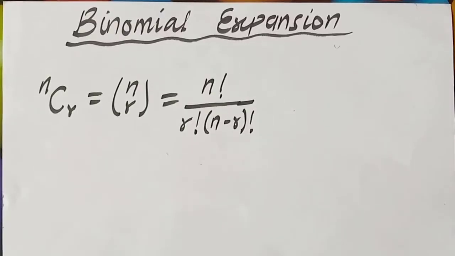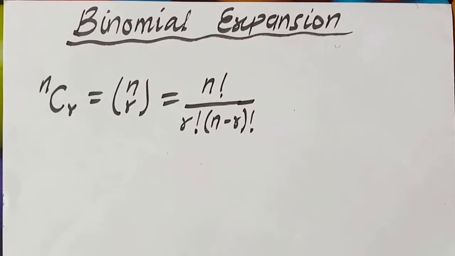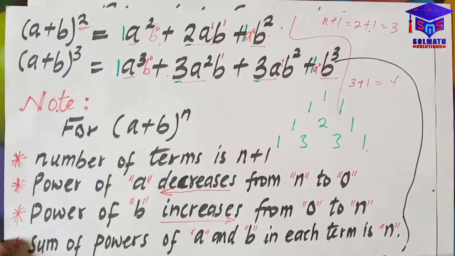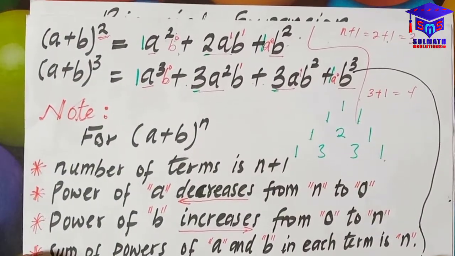In this video, we're looking at how to do binomial expansions with a method that involves combination. In the previous video, we looked at how to expand binomials with smaller exponents or smaller powers using the Pascal triangle. Then we made a few observations which will be very important in this aspect as well.